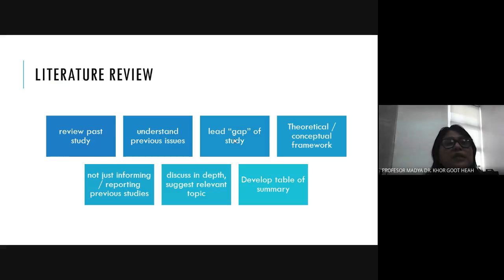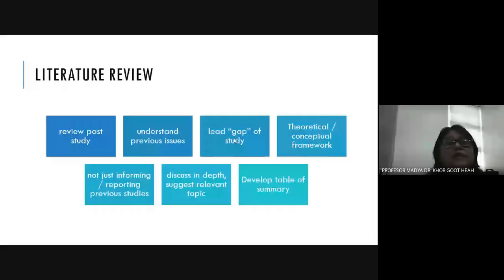So basically, a student cannot just report or inform about the previous study. He must be able to gain knowledge for the study. I mean, students have to gain more knowledge, study in depth, criticize or suggest, rather than just gather the information without gaining knowledge for the study.